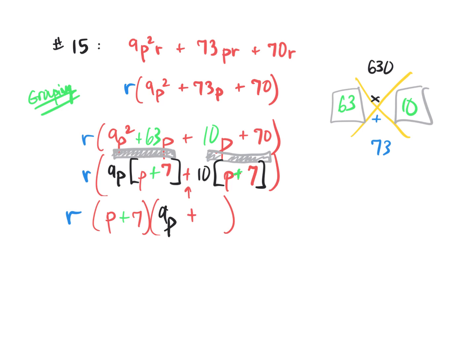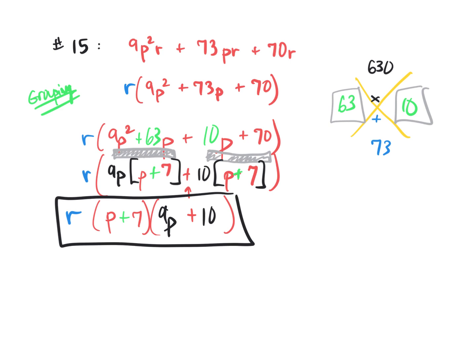plus the p plus 7 has to get multiplied by 10. And now this problem is factored completely. Alright, let's look at it another way.